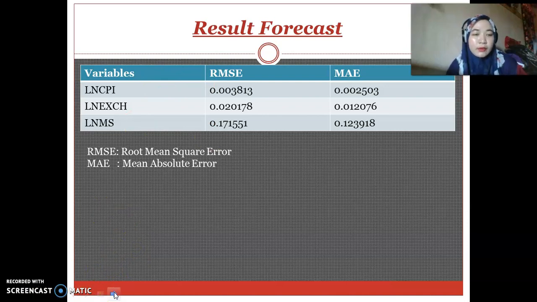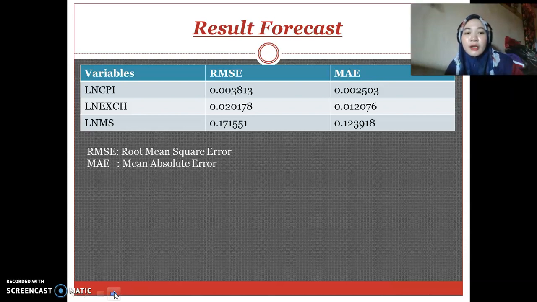For the forecasting, the result shows that RMSE for consumer price index is smaller than exchange rate and money supply. So I will conclude that the model is precise as we thought. It means that the CPI model, the first model, performed better than the two models. So the effect of the money supply and exchange rate on inflation gives an objective effect in influencing the rate.